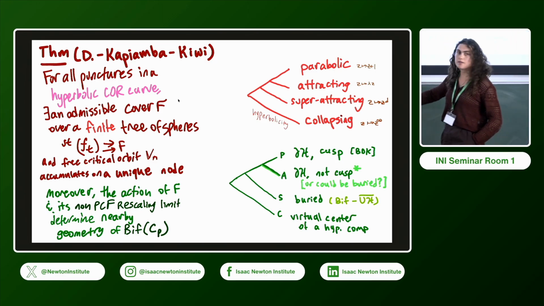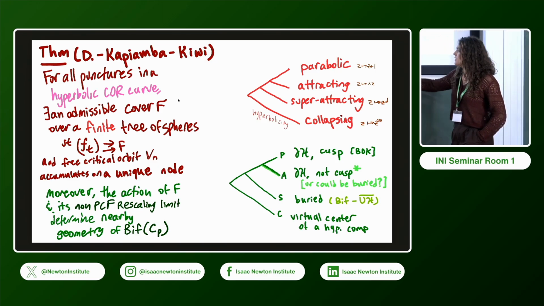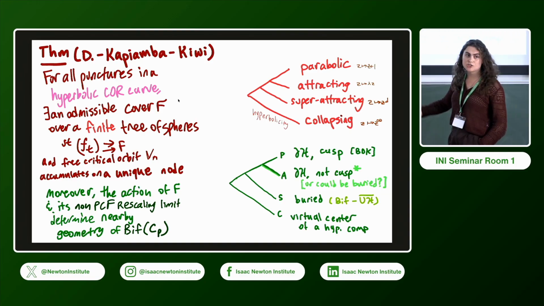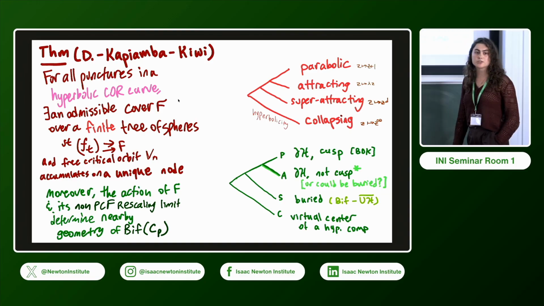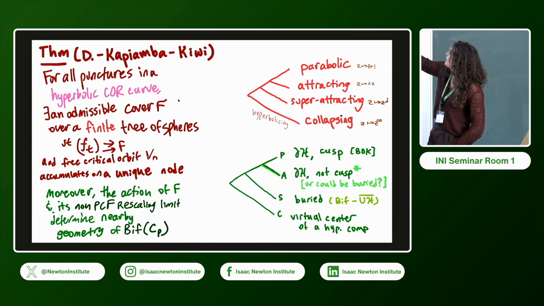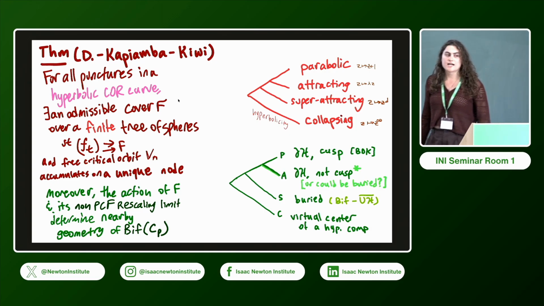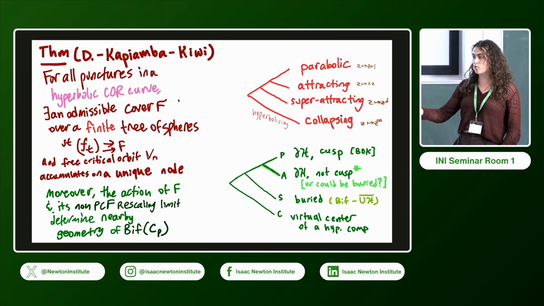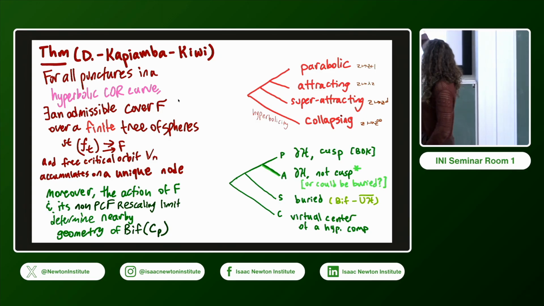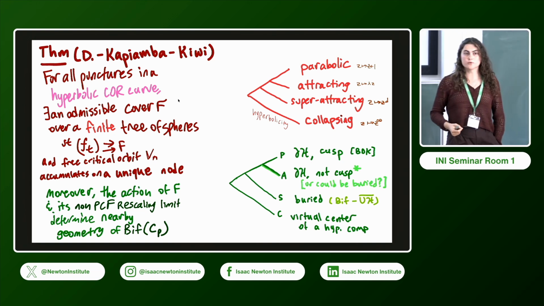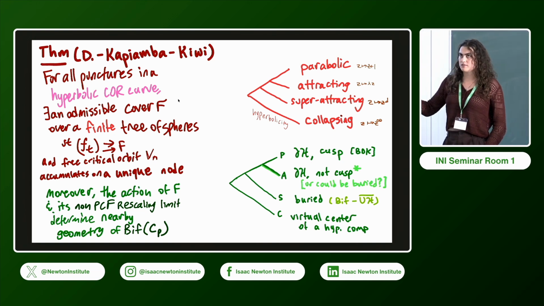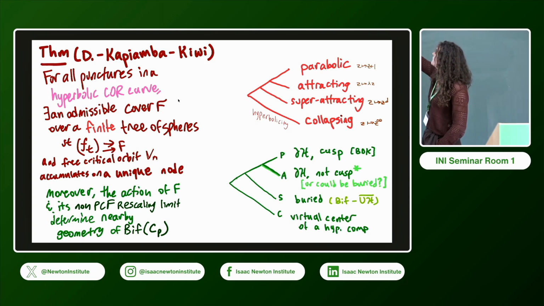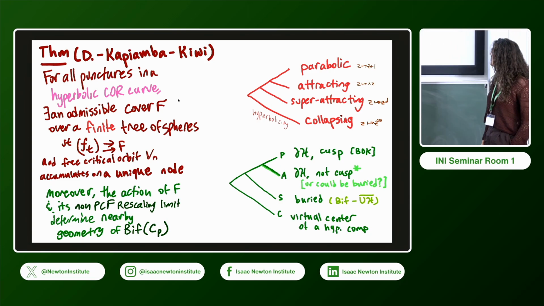That the action of f, and in particular the behavior and the quality of its non-PCF rescaling limit, if it exists, determines the nearby geometry of the bifurcation locus near our puncture in our curve. So in particular, in these parabolic cases, we recovered that our puncture is on the boundary of a hyperbolic component via a cusp. This was some work that Alex and myself and Xavier Buff did a few years ago to generalize the theory of parabolic implosion to apply here, which I'll mention in just a second.